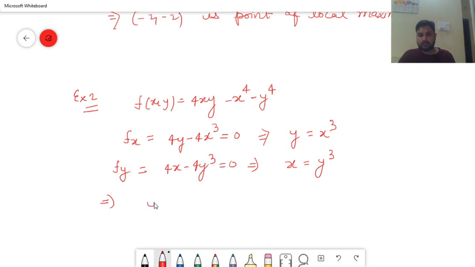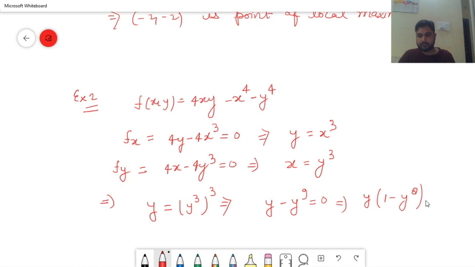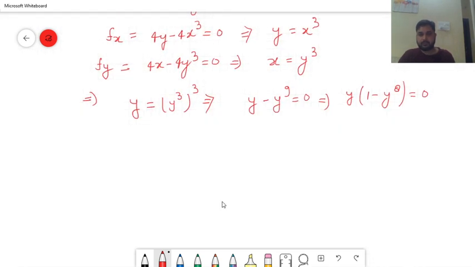Now we can put y cube in place of x, so it becomes y cube to the power cube, which is y to the power 9. This implies y minus y to the power 9 is equal to 0, that is y into 1 minus y to the power 8. So we can break this by using factors. It becomes y into y to the power 4 minus 1, into y to the power 4 plus 1, and is equal to 0.